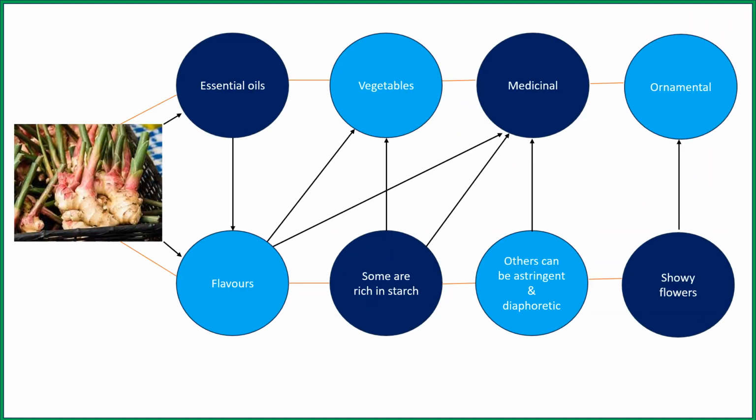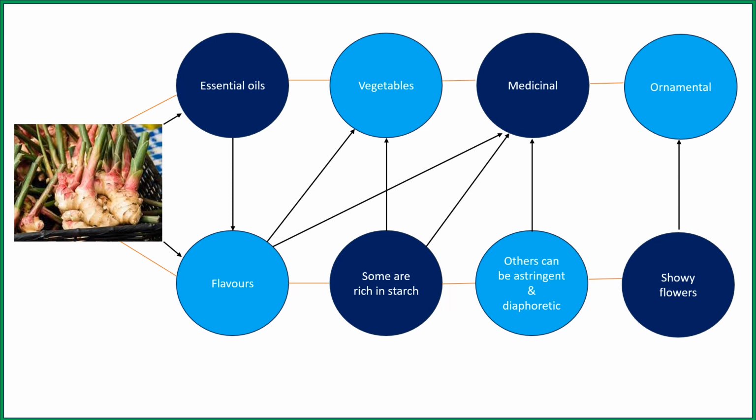So there are huge benefits we can get from the family Gingiberaceae because of the oil cells present. Essential oils can be extracted, and apart from that, the rhizomes play an important role in providing flavorful vegetables.